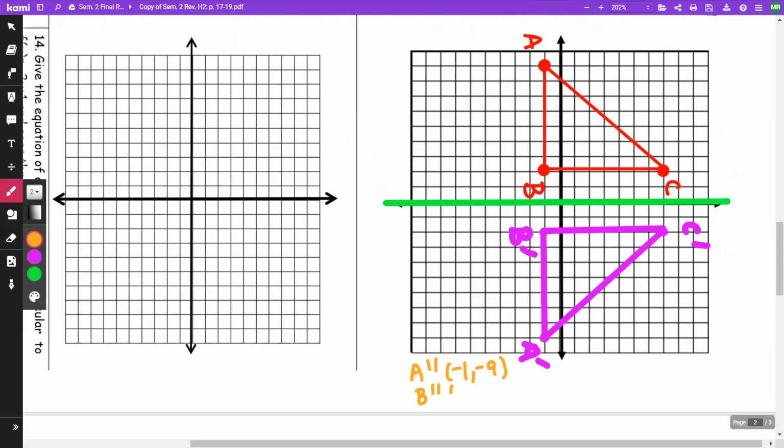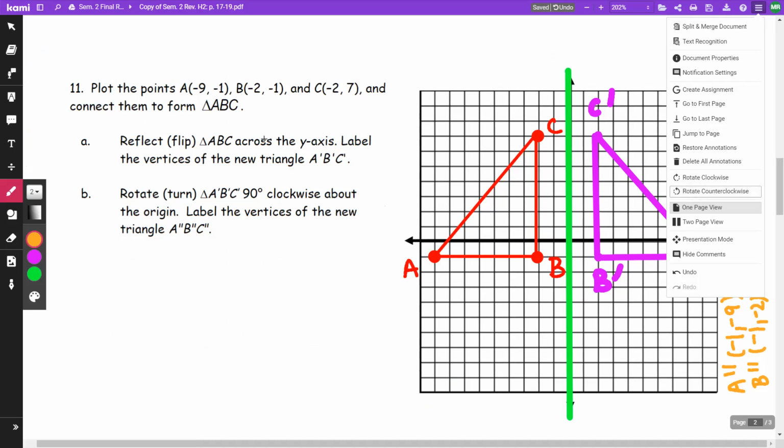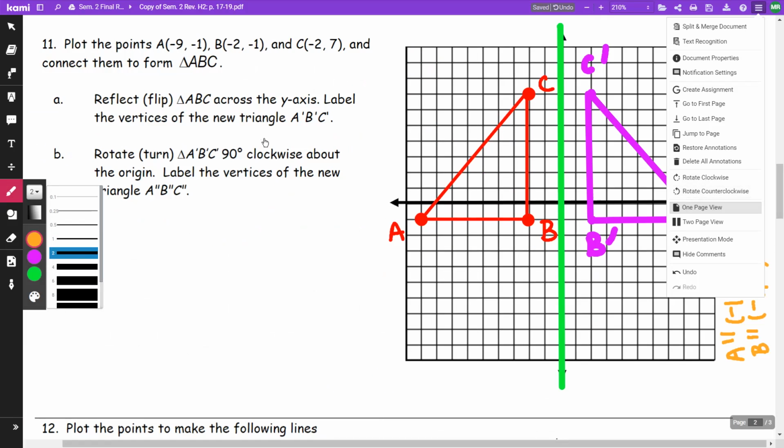My B double prime is going to be at negative 1, negative 2. My C double prime is going to be at 1, 2, 3, 4, 5, 6, 7, negative 2. I'm going to flip this back, and now I'm going to plot those points.